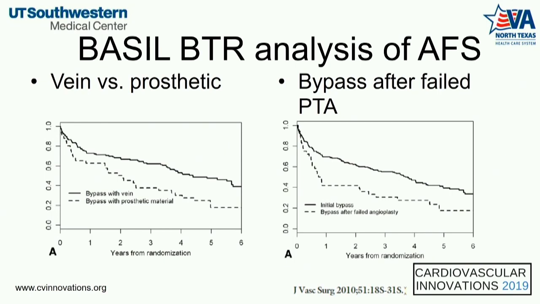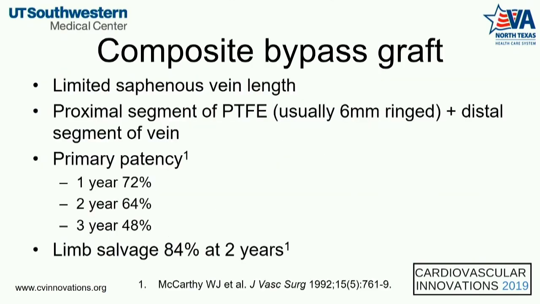So granted, BASIL trial is several years old, and the endovascular interventions for BASIL are much different from what we do now. If you look back at the 450 patients randomized in BASIL, only 9 cases had stents, whereas today, it's a huge array of possibilities for endovascular therapy. The other thing that wasn't covered in the BASIL trial is the composite bypass graft, which is a combination of PTFE and saphenous vein for those patients who don't have the optimal thing, which is a single segment saphenous vein.